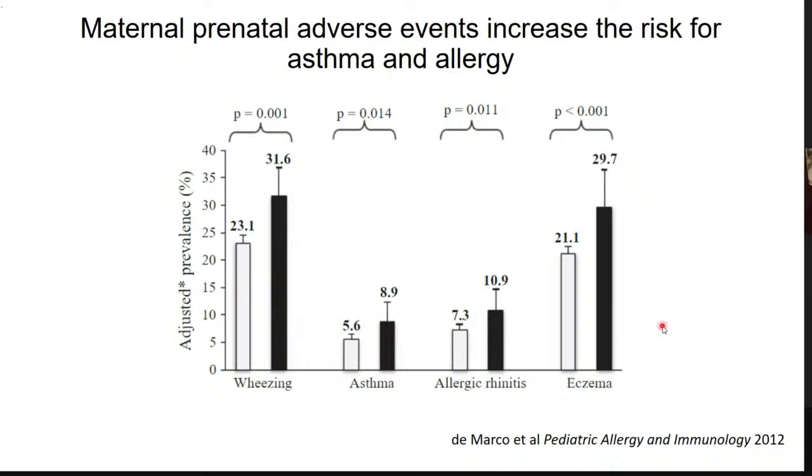A lot of studies have also shown that maternal prenatal adverse exposures increase the risk for asthma. As you can see here, all the black bars are the children born to mothers who experienced some stressful life events during pregnancy. And the white bars are mothers who did not experience such events. This is the prevalence of wheezing or asthma or other allergy conditions in the children. As you can see, if the children were born to mothers who experienced these stressful life events during pregnancy, they have a higher risk of developing allergy and asthma later in life.